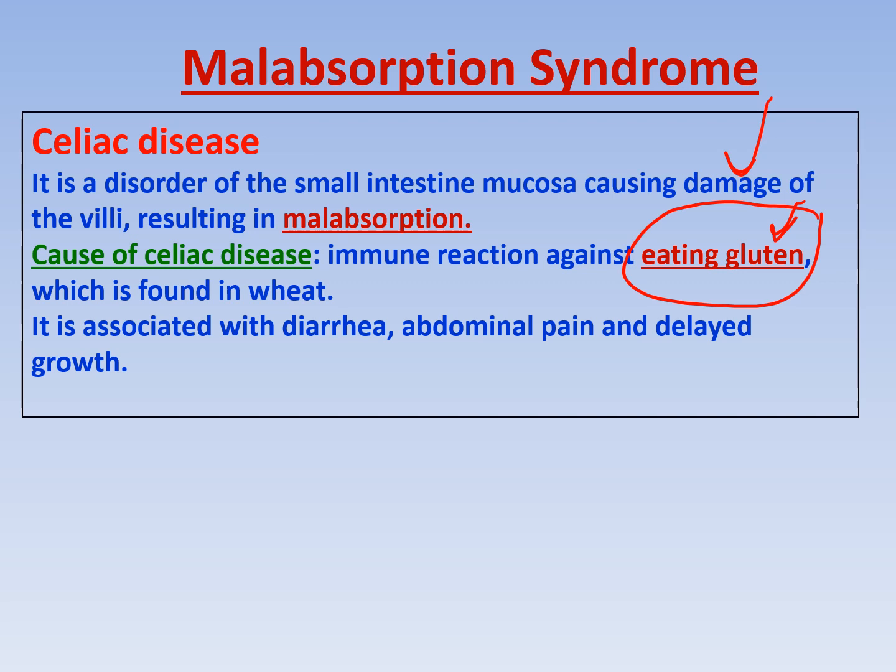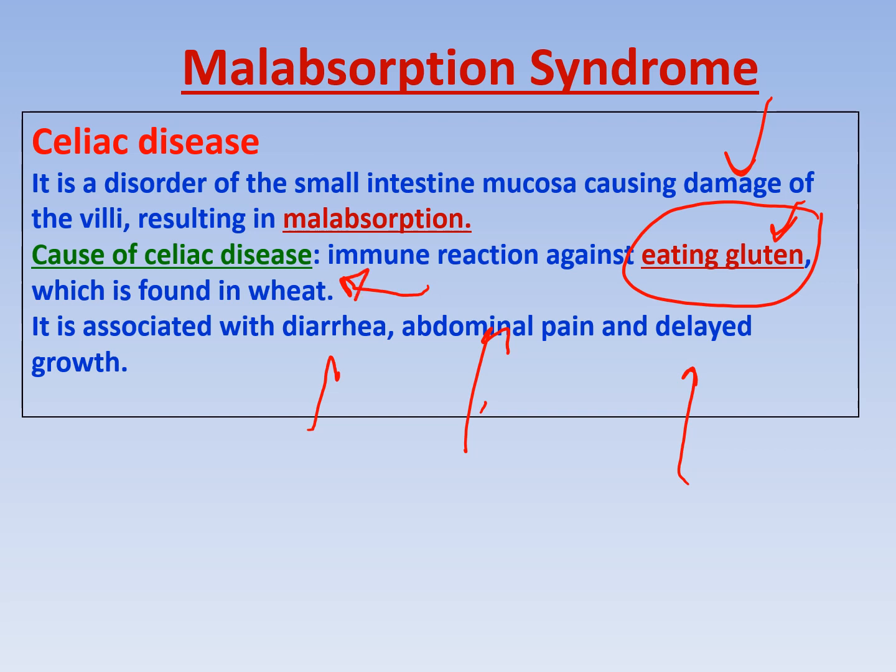We will not be able to absorb our food. The unabsorbed food will cause diarrhea, abdominal pain, and growth retardation, because we can't absorb all that we need from food. What about gluten? Do you know gluten? It is found in bread, in any component made from wheat.